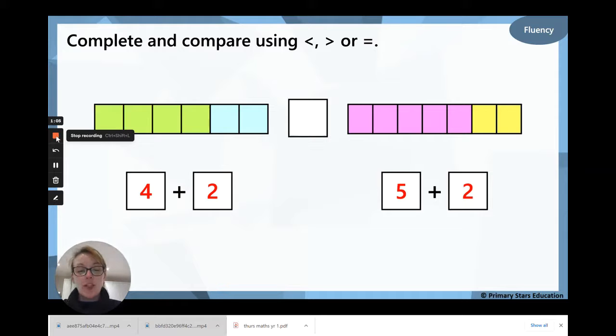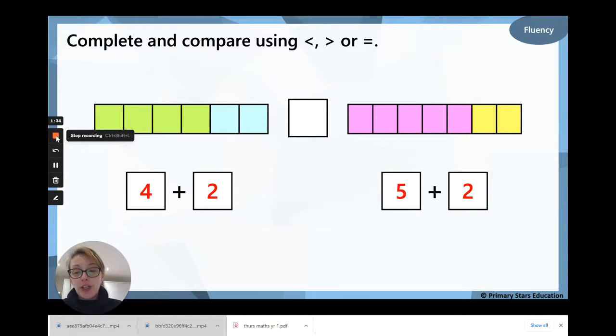So we now need to compare these two statements using our symbols greater than, less than or equal to. So the first thing you need to do is work out the answers to both of those calculations. You can count them up, you can get some objects, you can get 4 and 2, find out the answer, you can get 5 and 2, find out the answer. So you might want to pause the video and do a little bit of counting. And let's have a look at which symbol we need to put in then.